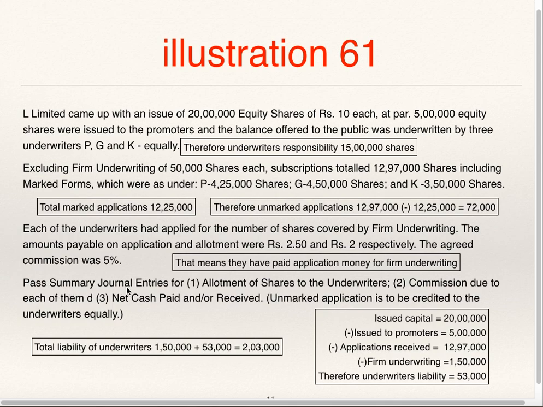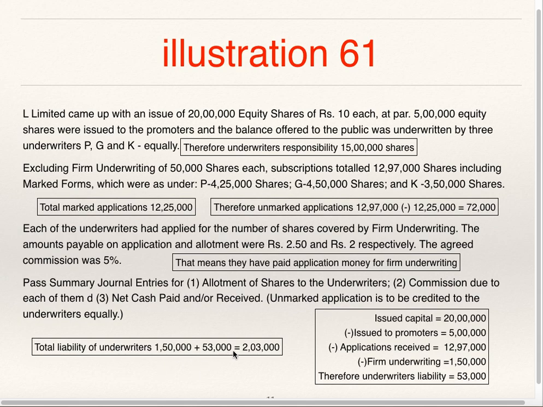Pass summary journal entries for allotment of shares to the underwriters. Commission due to each of them, net cash paid and or received. Unmarked application is to be credited to underwriters equally. Unmarked applications we have just now calculated, 72,000. It is to be credited equally. See, their gross liability is equal, so unmarked applications are to be distributed in gross liability. In the absence of this information also, unmarked applications are to be distributed in ratio of gross liability, that is in this particular case equally.